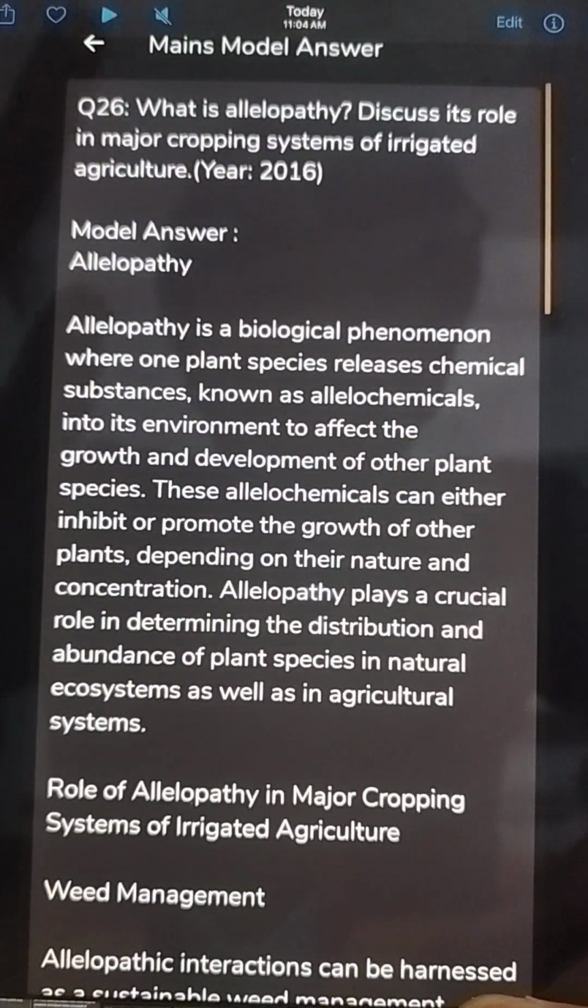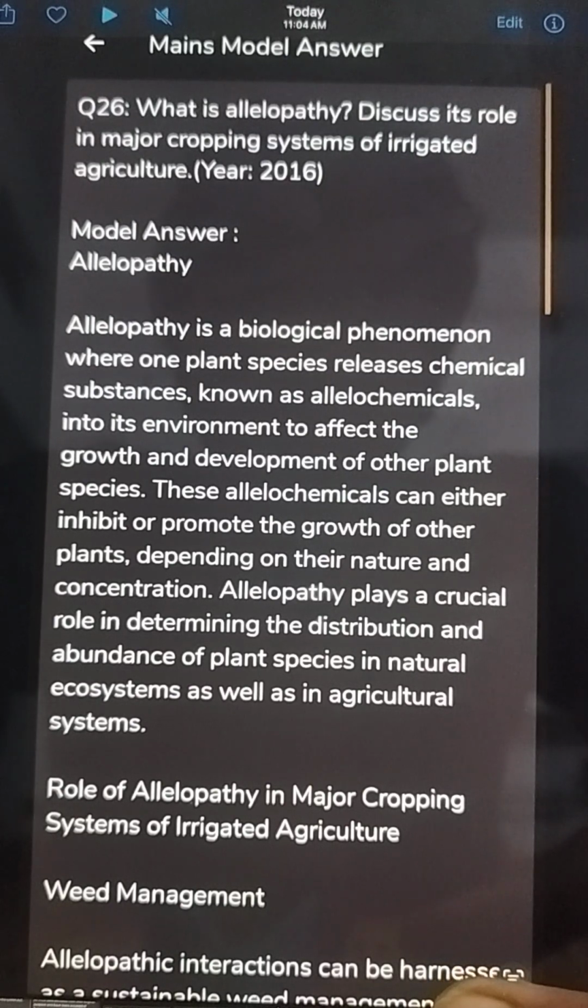Next question comes: what is allelopathy? Discuss its role in major cropping systems of irrigated agriculture. What is allelopathy? Allelopathy, discuss its role in major cropping systems of irrigated agriculture.